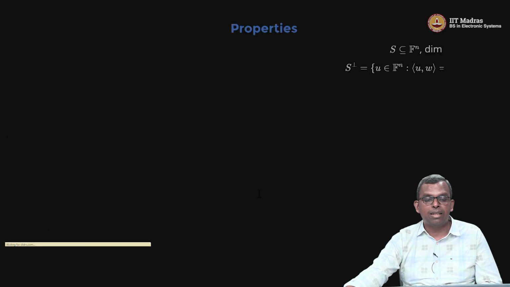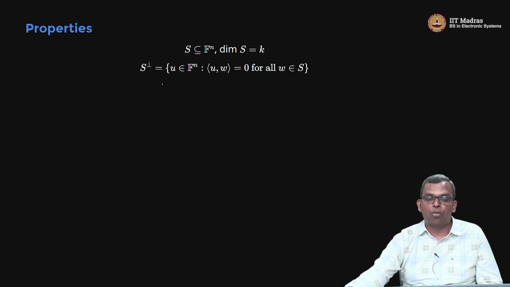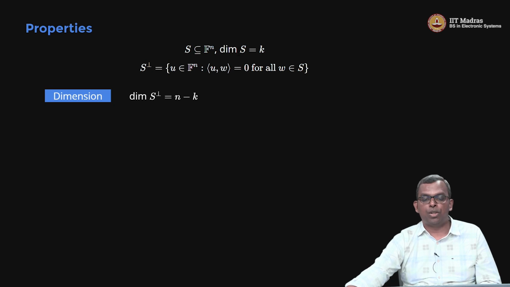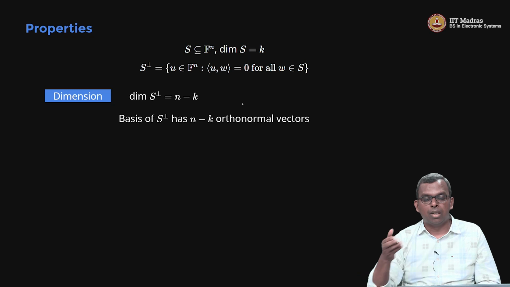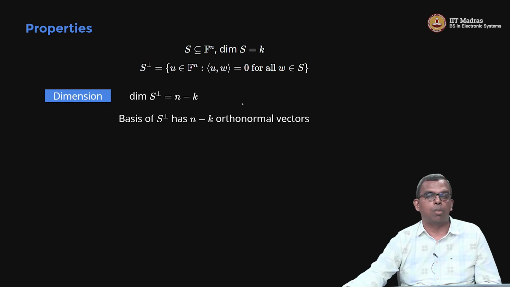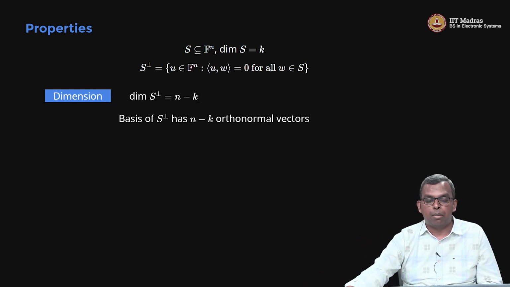Okay, so from this come a couple of very, very powerful properties. You have a subspace S of Fn of dimension k, and you define S-perp as the set of all vectors which are perpendicular to all vectors in S. The dimension of S-perp is n minus k. Dimension of S is k, dimension of S-perp is n minus k. We just showed a proof. The basis of S-perp has n minus k orthonormal vectors, so the dimension is n minus k.